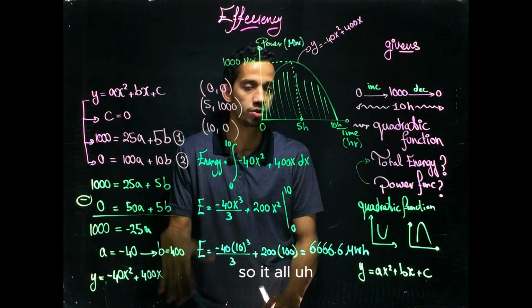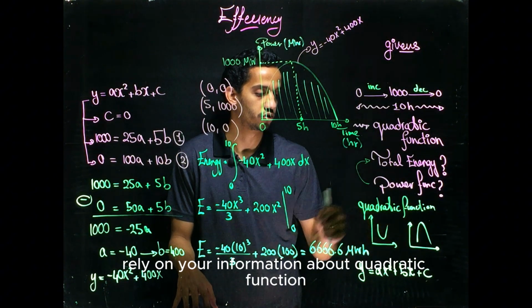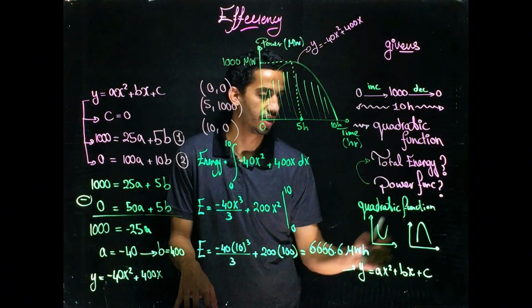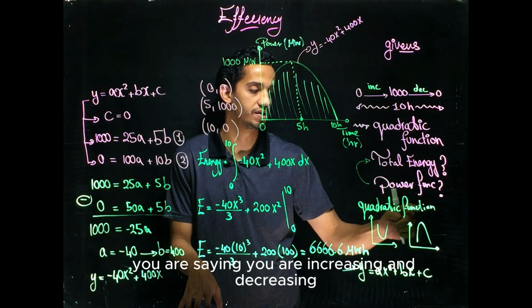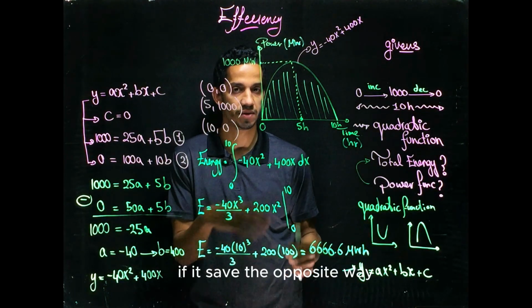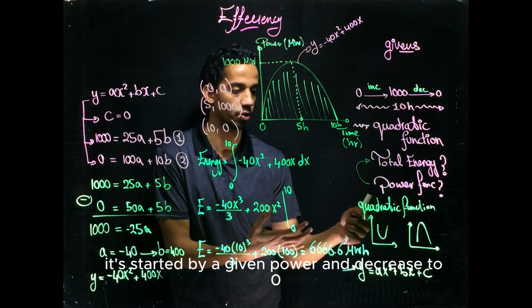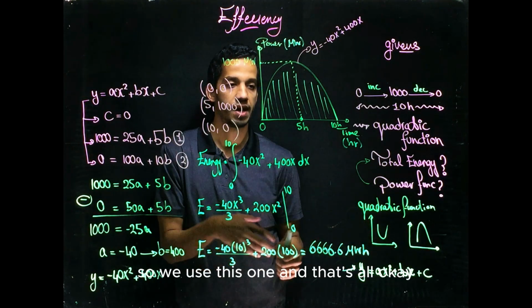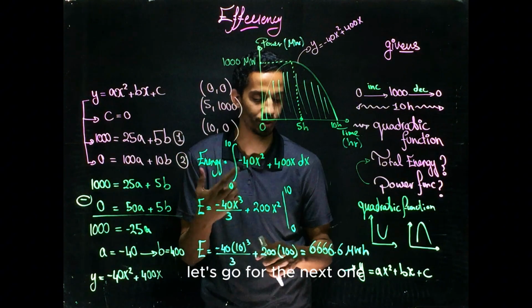And that's our next question. So it all relies on your information about the quadratic function. You have to know its format and which one you would choose depending on your problem. You are saying you are increasing and then decreasing. If it stayed the opposite way, it started by a given power and decreased to zero and then raised again, so we would use this one, and that's all. Okay, let's go for the next one.